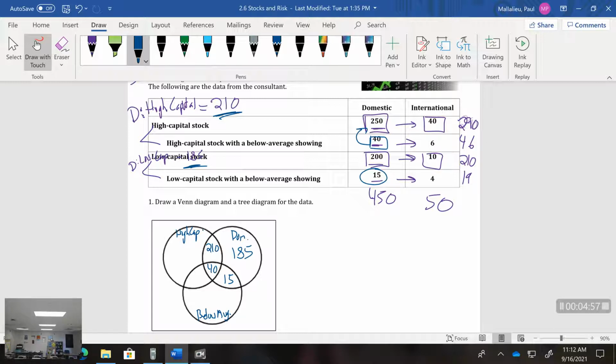And then our high cap stock, we have 210 and 40, and then we got 34 over here because we subtract the 40 and the 6 to get our 34. So we got 34 and 6, so that gives us our 40. And then that means the only thing left down here is our below average, our only below average, which would be 4 total.